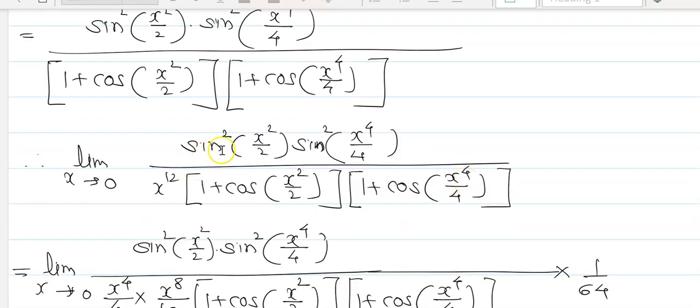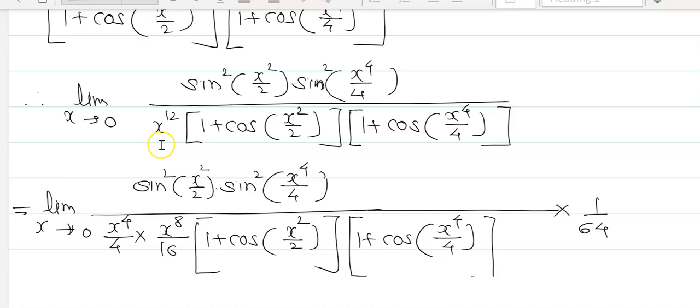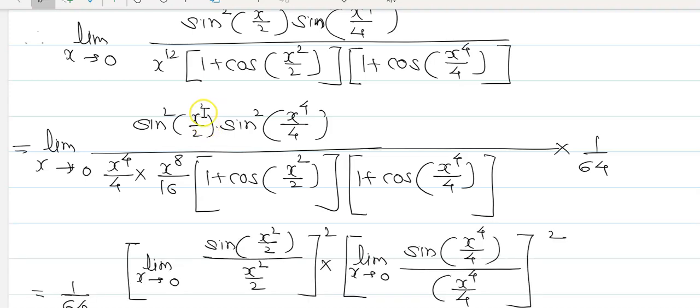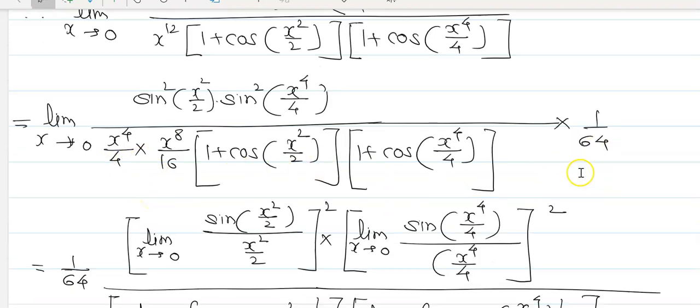Limit x tends to 0, sin square of x square upon 2 into sin square of x raised to 4 upon 4, upon x raised to 4 in bracket 1 plus cos of x square upon 2 into 1 plus cos of x raised to 4 upon 4. Now, for sin square of x square upon 2, the square of this is x raised to 4 upon 4, and the square of this is x raised to 8 upon 16. The remaining terms: 4 into 16 is 64, that is 1 upon 64.